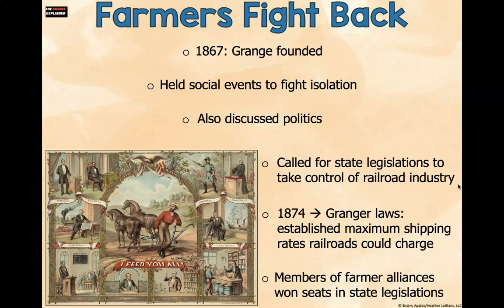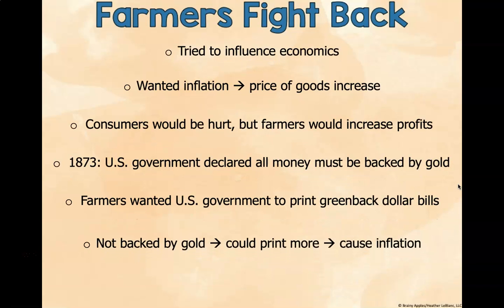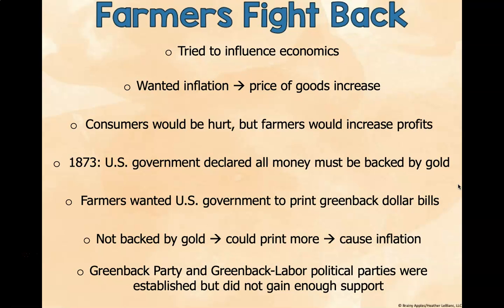In 1867, we talked about the Grange that was founded. They held social events to fight isolation. They discussed politics. They also called for the state legislatures to take control of the railroad industry. And in 1874, they passed Granger laws, which established maximum shipping rates that railroads could charge. So that means that the railroads could no longer overcharge these people. Members of farmer alliances won seats in state legislatures.